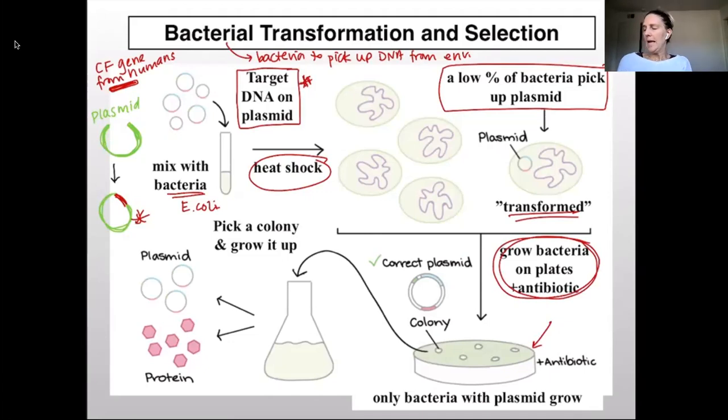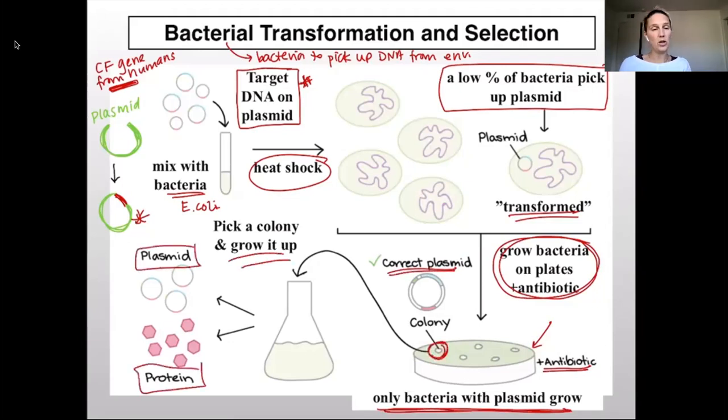All right. And so if we have an antibiotic on that plate, only the bacteria with that plasmid, which has, remember, that antibiotic resistance gene on it, only those bacteria with the correct plasmid that has the antibiotic resistance gene will grow on that plate. We can then take that bacteria, grow it up in a lab, and we could study the DNA, or we could transcribe and translate that DNA in order to study the protein in the lab.